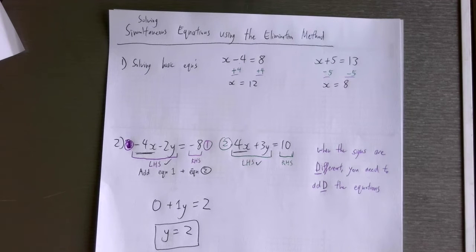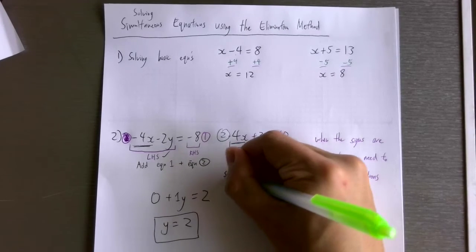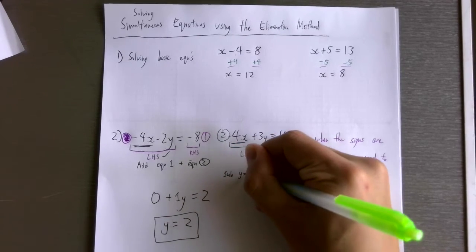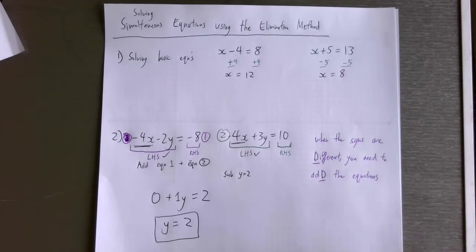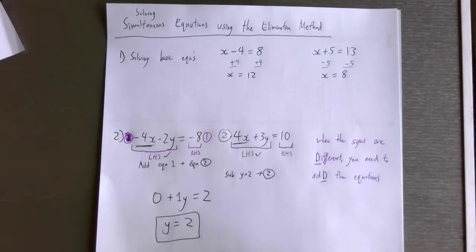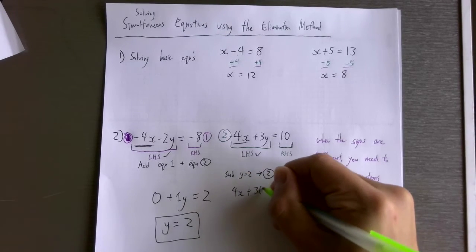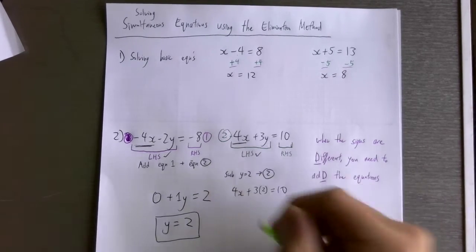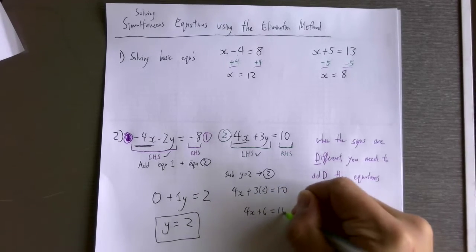Now, what we do at this stage is exactly the same as what we did in our previous substitution method, where we then just need to sub y equals 2 back into any of these two equations. Now, I know most of you don't like dealing with negatives, so let's just sub it into equation 2. And so 4x plus 3 times 2 gives us 10. We know that's going to be 6, so 4x plus 6 equals 10.